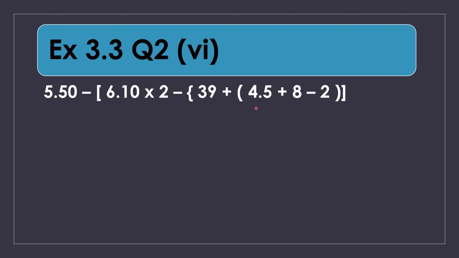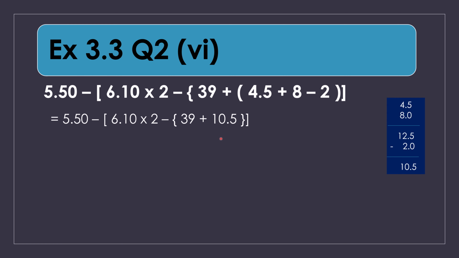Here 4 is the whole number and 8 is the whole number. So we will add like this: 4.5 plus 8 is equal to 12.5. Then we will subtract 2 again from the whole number and we get 10.5 after subtraction. So our answer is 10.5, which will be added to 39 in the next step. After addition we get 49.5.